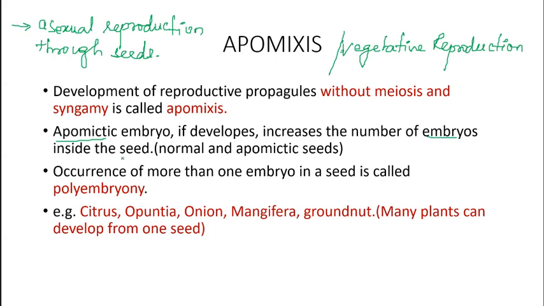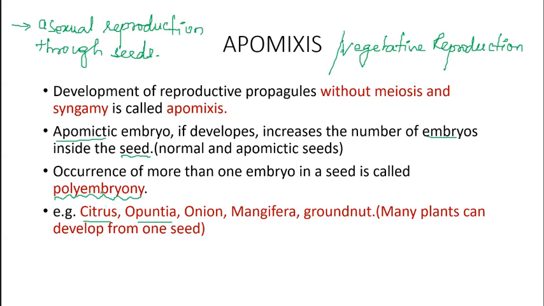So some seeds are formed by fertilization, some seeds are formed without fertilization. So many kinds of embryos are developed. Some are fertilized and some are not fertilized. It increases the number of embryos in the seed, so the chances of fertilization increase. When more than one embryo occurs, it is known as polyembryony. It is seen in citrus, opuntia. When you plant the seed of citrus, you will find that from one seed many plants come out. This is because they have many embryos in a single seed. This condition is known as polyembryony.